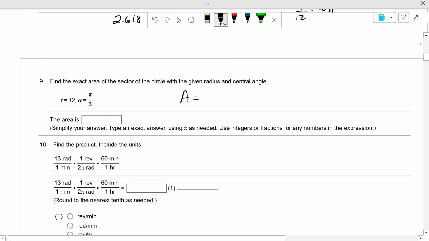Okay, find the exact area. Area equals, and then this is in radians, so we have to use the radians formula for sector area, which is, oh, did that get erased? That did get erased, didn't it?